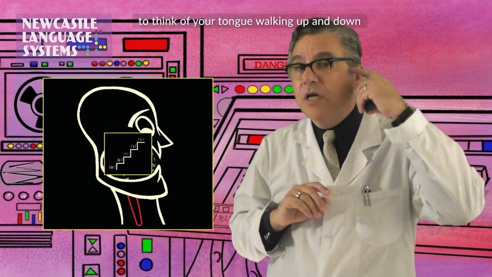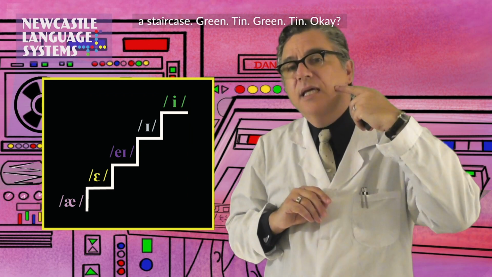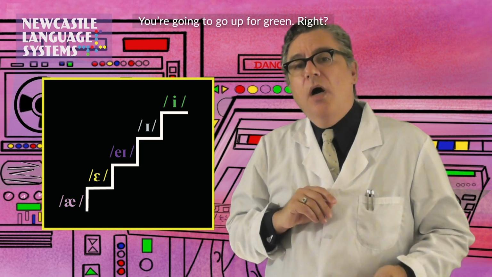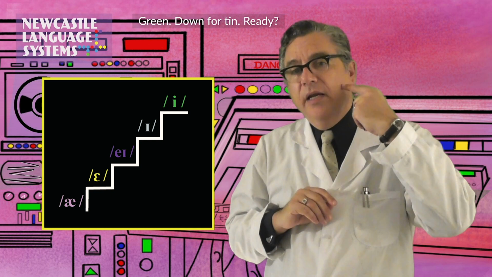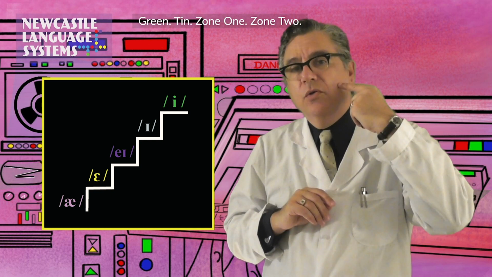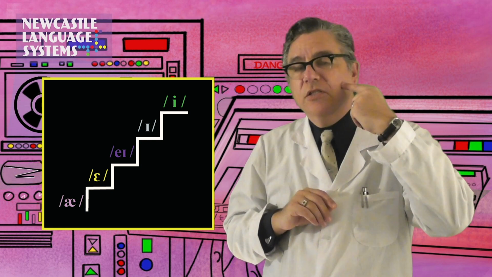Here it helps to think of your tongue walking up and down a staircase. Green, tin, green, tin. Okay? You're going to go up for green, right? Green, down for tin. Ready? Green, tin, zone 1, zone 2, tensed, relaxed, tensed, relaxed.